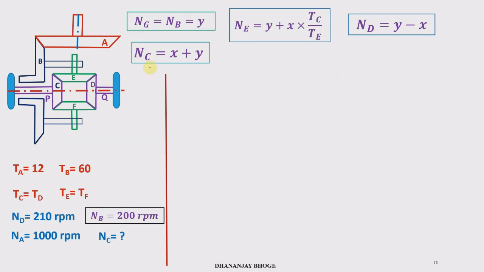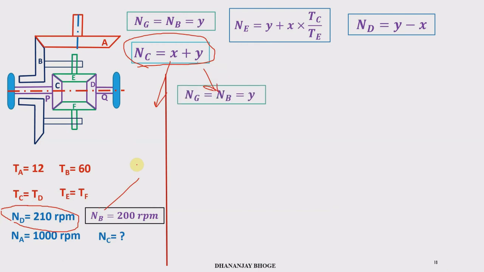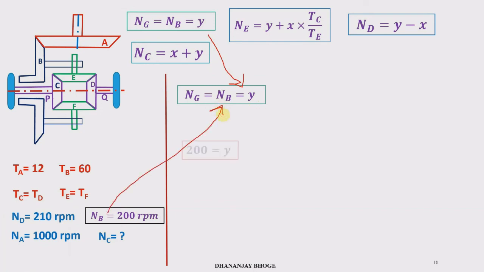Correct. What is the speed of gear C? X plus Y. So to find this, we must know the values of X and Y. And to find the values of X and Y, we will make use of the input conditions. What are the input conditions? Nb is 200 and Nd is 210. So let us solve one by one. Take the first equation, Ng is equal to Nb. This is Y. And Nb is given as 200. So ultimately we have Y is equal to 200.